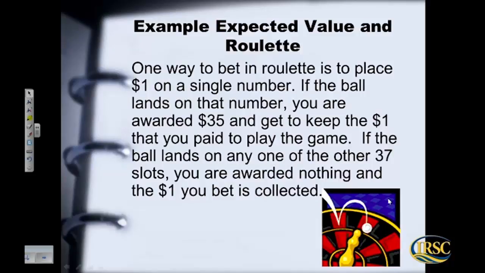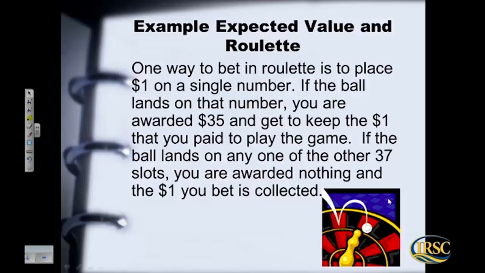If the ball lands on the number that you bet on, you are awarded $35, and you get to keep the dollar that you paid to play the game. If the ball lands on any one of the other 37 slots, you are awarded nothing, and the dollar you bet is collected.